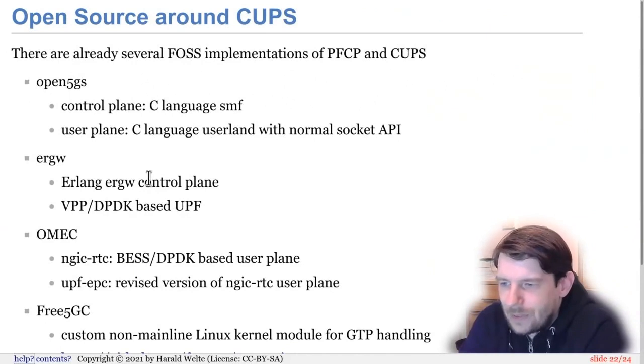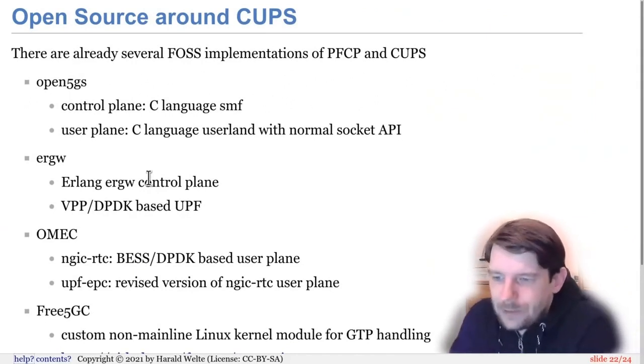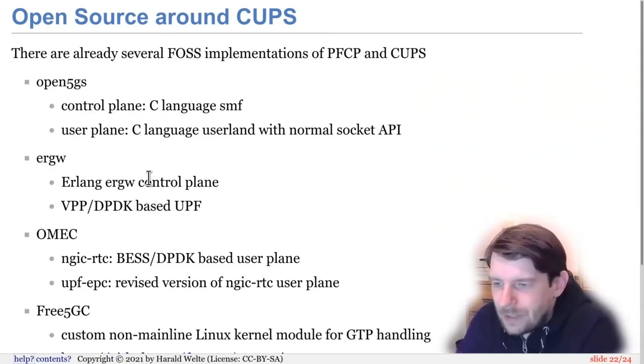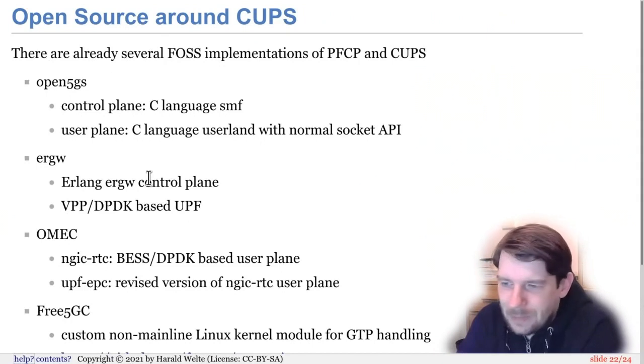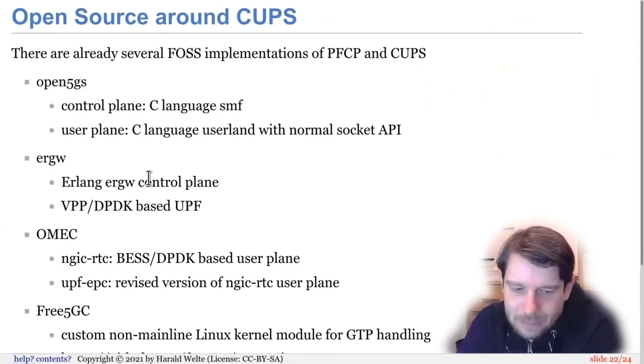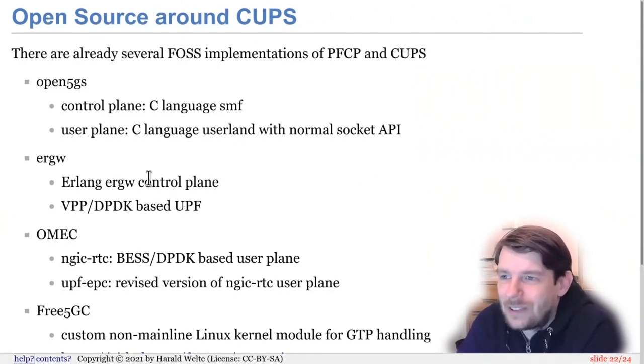There's a number of different FOSS implementations around. Open5GS has C language implementations of the SMF, basically the control plane instance of CUPS, and the user plane function called UPF, also in Open5GS, which is also a C language implementation running purely in user land, meaning it's a normal application process using the sockets API. Certainly nothing that would perform very well or be able to handle a lot of bandwidth. It's basically a simple implementation that's as generic and as portable as possible, but doesn't have a lot of performance.